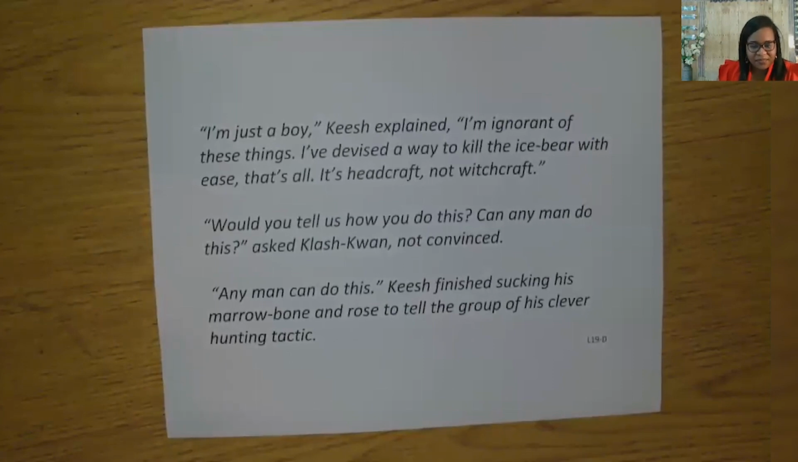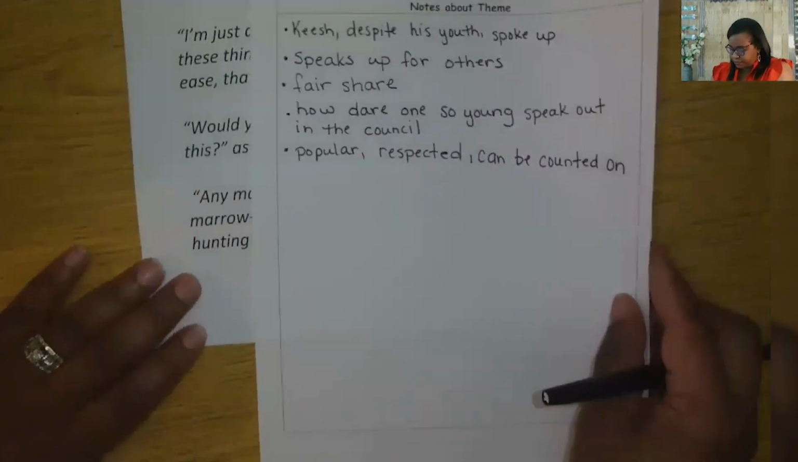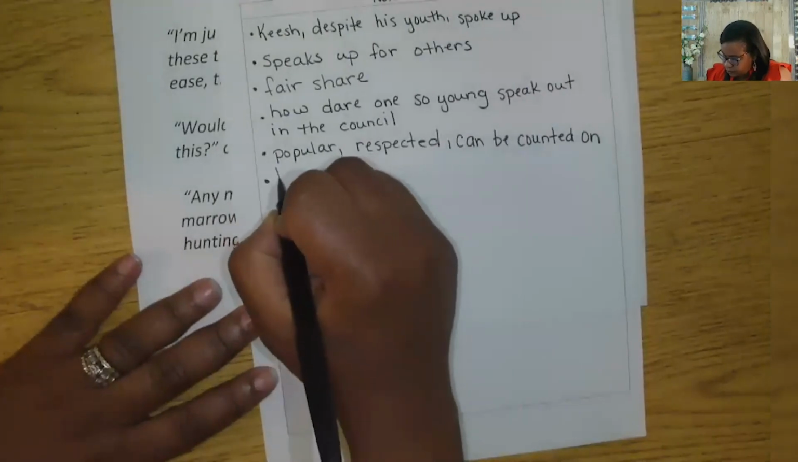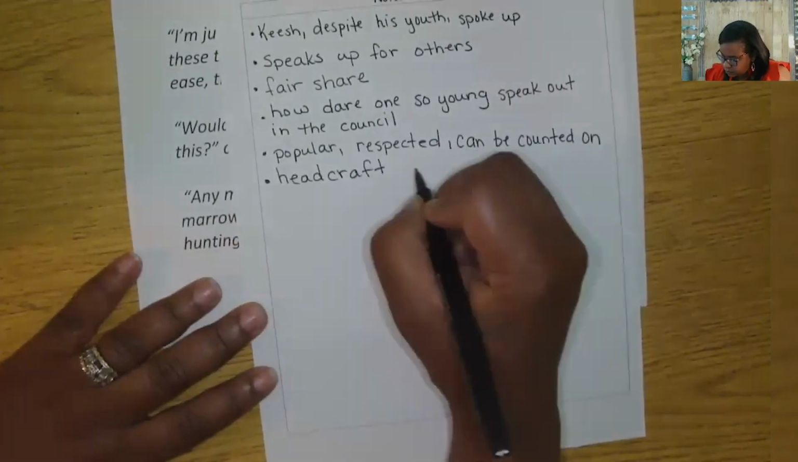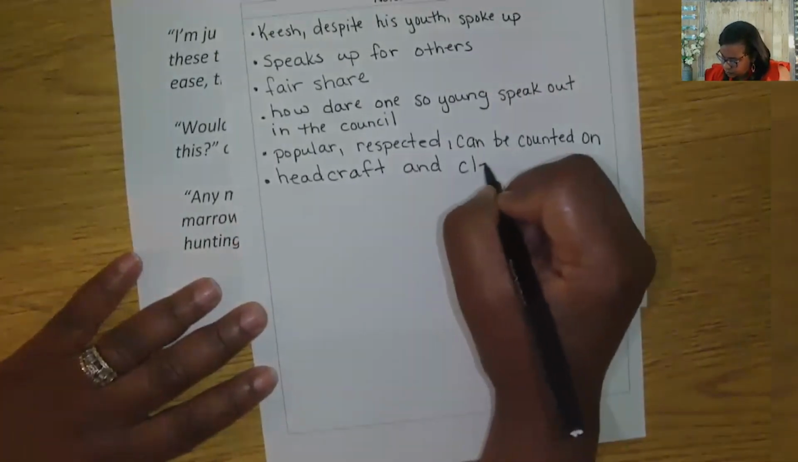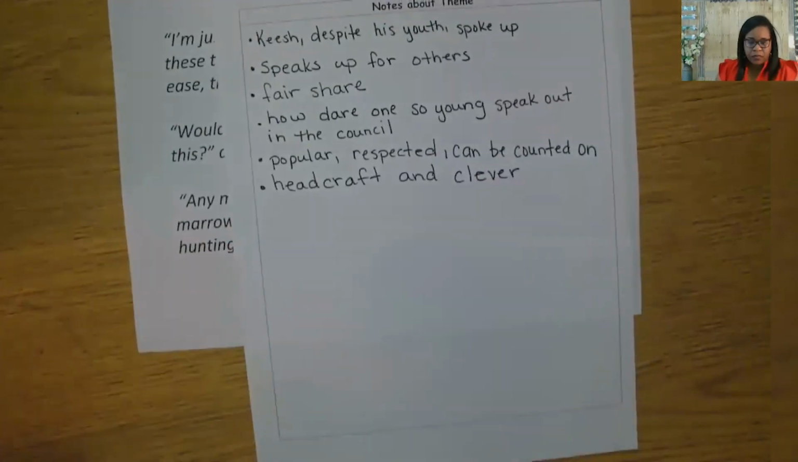What did you notice? There are two words that stuck out to me: headcraft and clever. I remember when discussing Keesh's character traits in the last session that we found quite a bit of evidence that Keesh was intelligent. The author is certainly supporting that with the two word choices, headcraft and clever. Let's add them to our chart. On to the end of the story.